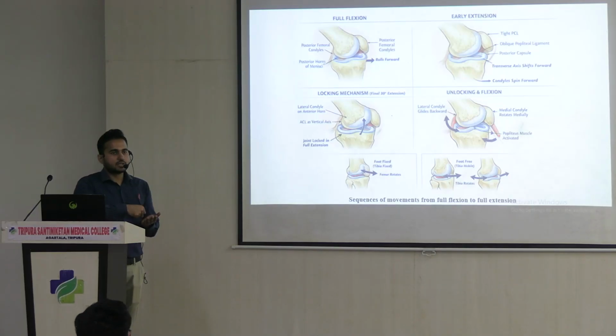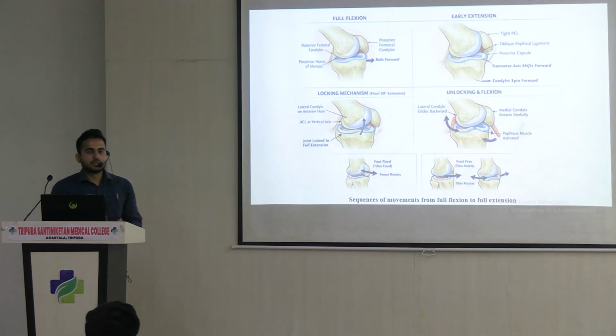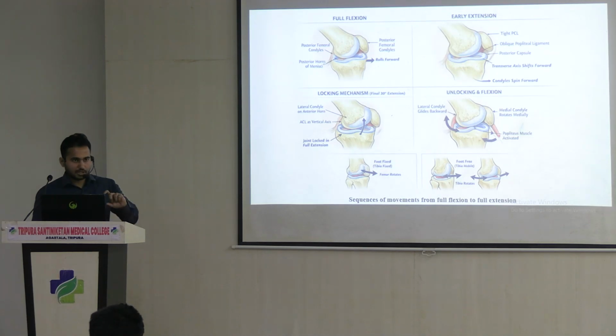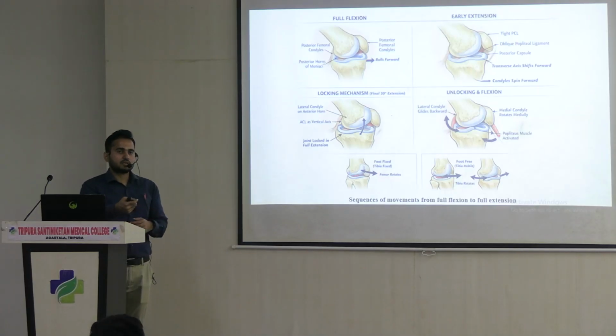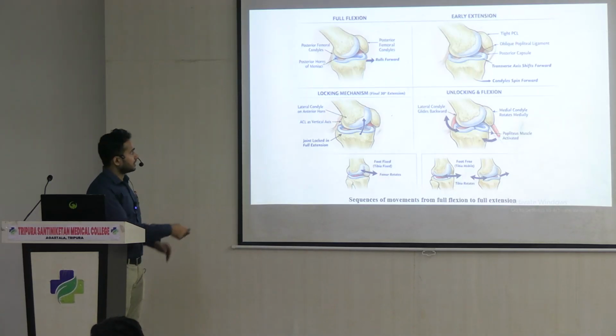But we have to do the extension. At that time, what happens? Once the rolling stops, the spinning will start. I hope you know the difference between the rolling and spinning. Now, the lateral meniscus at that time, what happens is, we know that lateral meniscus is shorter as compared to the medial meniscus, and I have shown you in the diagram also. Therefore, the lateral femoral condyle reaches the anterior horn earlier as compared to the medial femoral condyle. Okay, as you can see, transverse section shift forward.